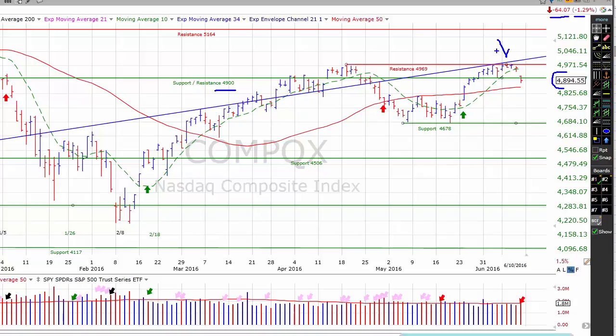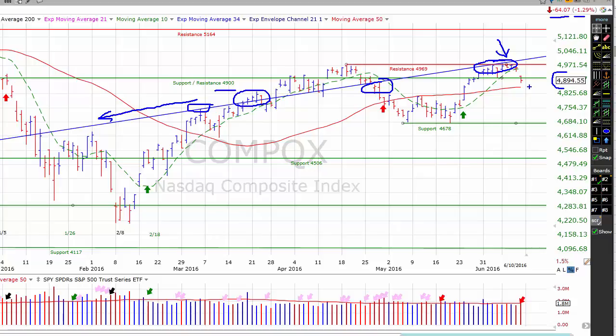Also note how we were turned away again at this long-term trend line. This trend line goes all the way back to the beginning of the bull market in 2009 and has proven an area of significant resistance for the NASDAQ in the past 6 months or so.